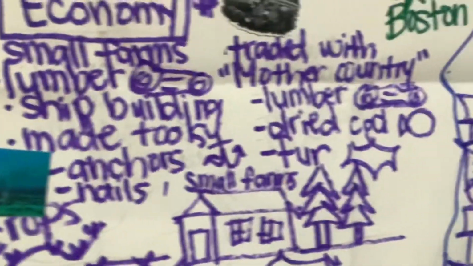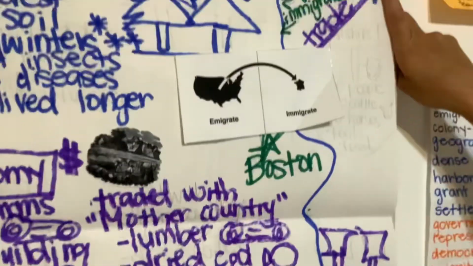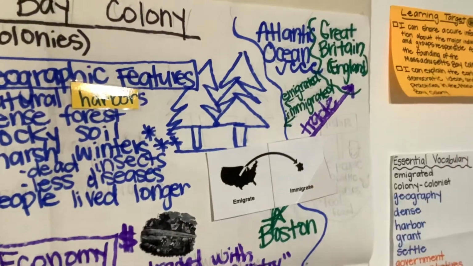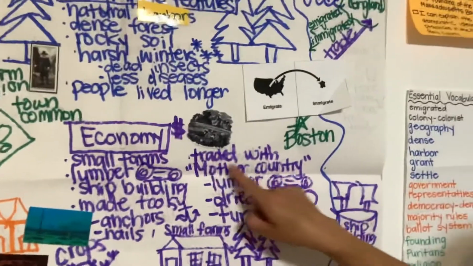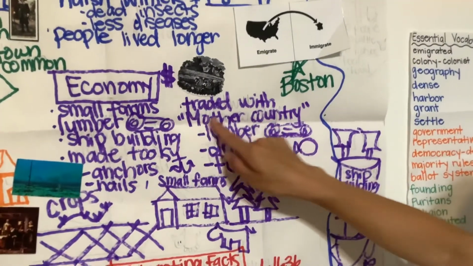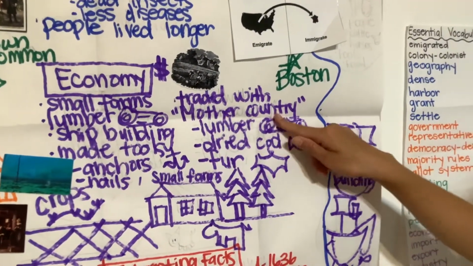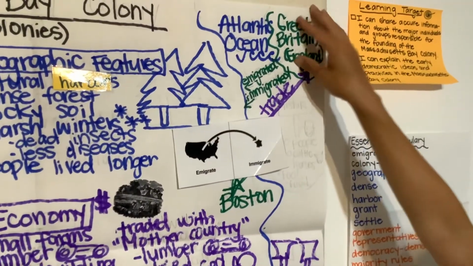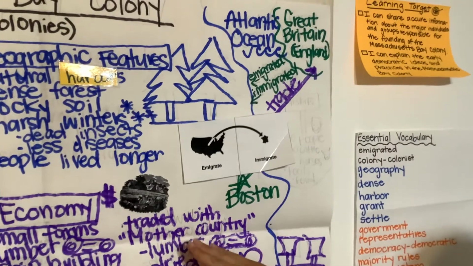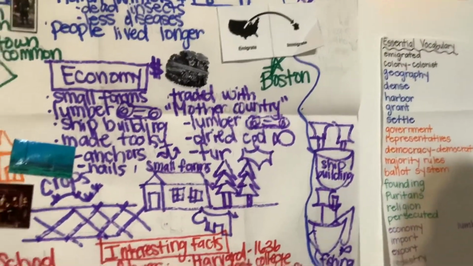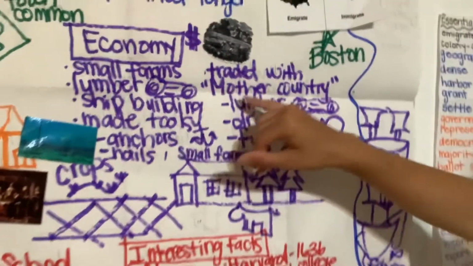And so the Massachusetts Bay Colony traded with Great Britain. Say trade with me. Trade. So they traded with their mother country. Read this with me. Traded with mother country. Mother country was a nickname that was given to Great Britain because they emigrated from Great Britain into the Massachusetts Bay Colony. Some things that they traded with their mother country were lumber.